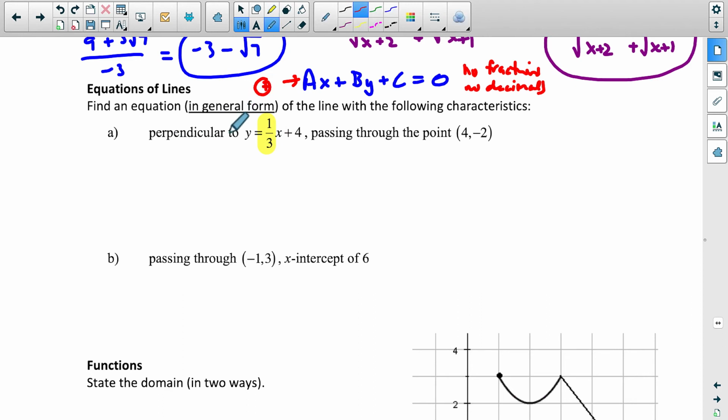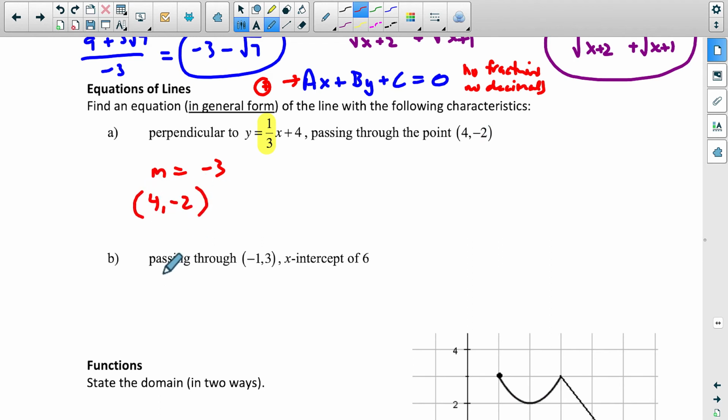Now if there's a line that's perpendicular to this one, what would the slope be? Remember what's the case about perpendicular lines? The slopes are negative reciprocals. You take the reciprocal, which is just 3, and make it negative. So you'd have negative 3. This is your slope for the line you're interested in. And the point you're interested in is right here, 4, negative 2.